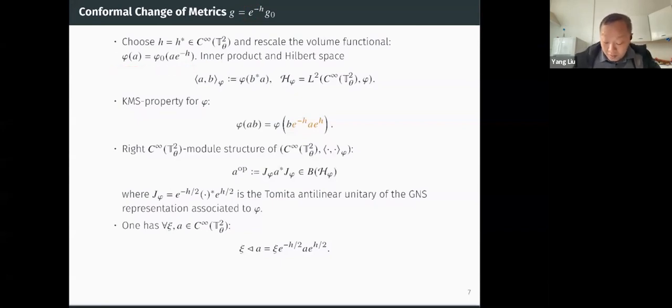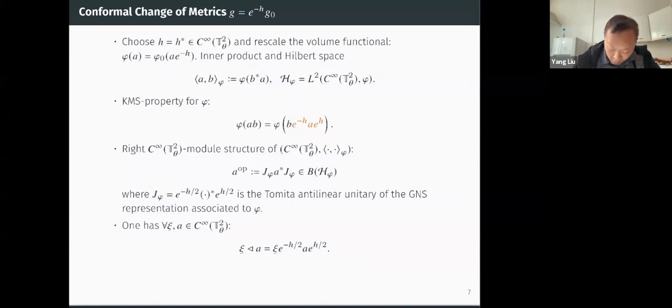So the tricky part is that after this rescaling, the new feature, which is purely due to non-commutativity, is that this new volume phi is no longer a trace. The failing of the trace property is somehow measured by this Tomita operator, which we call the modular operator. But anyhow, the GNS representation still works, right?